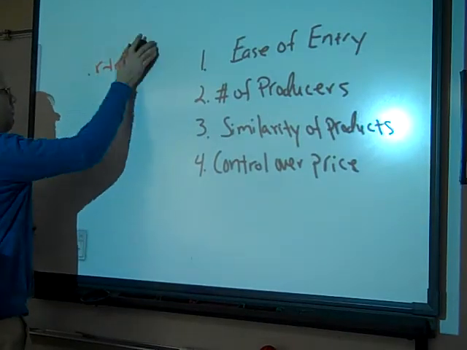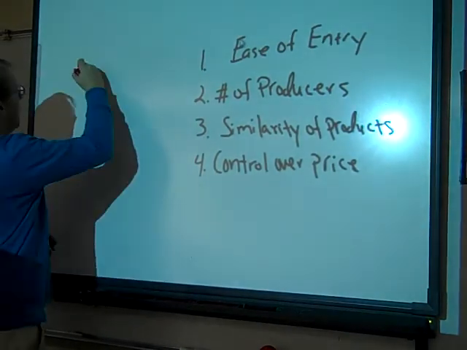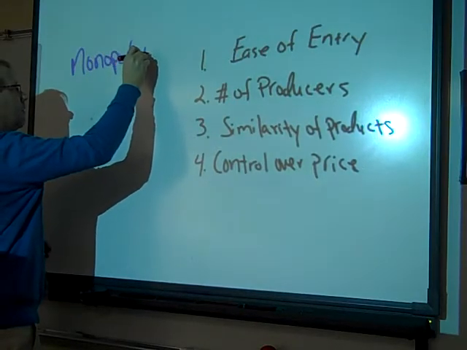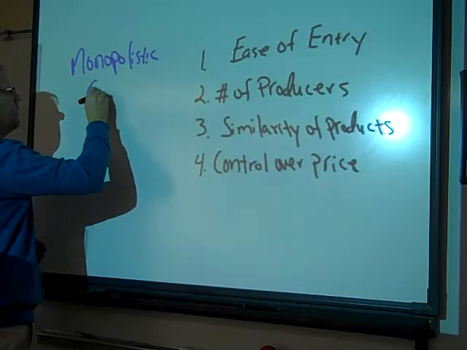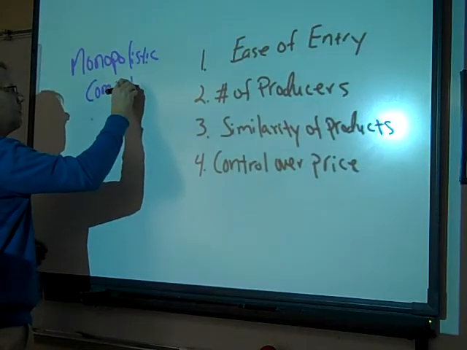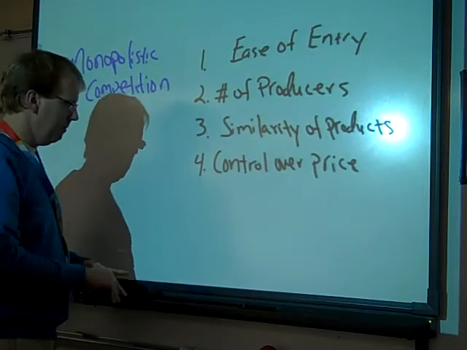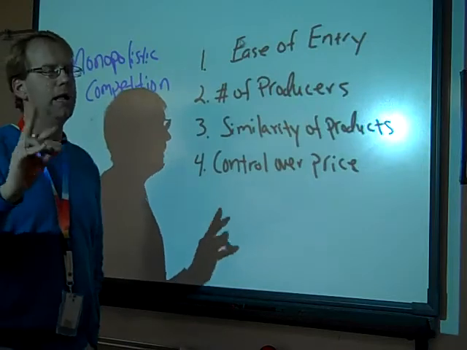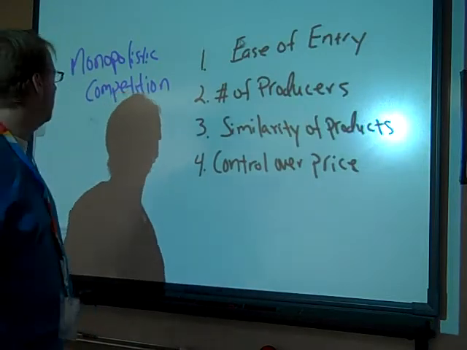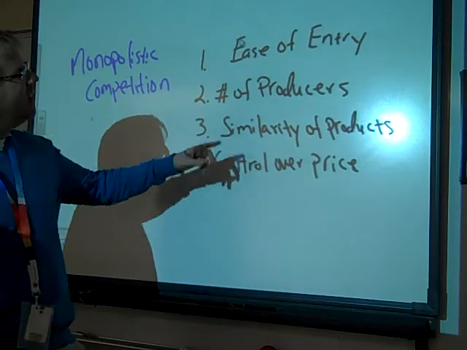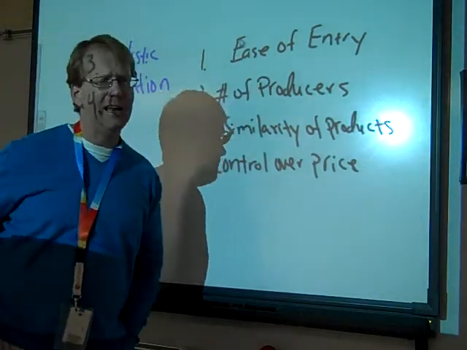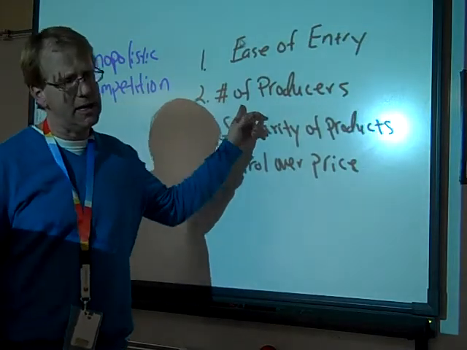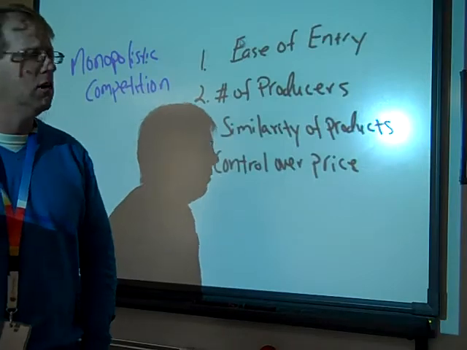Our next market structure, we're going to call this one monopolistic competition. Okay. Monopolistic competition combines kind of elements of 2 different market structures, monopoly and perfect competition. We'll talk about monopoly next. But for monopolistic competition, you need to know that it's relatively easy to get into. Not as easy as perfect competition, but relatively easy.